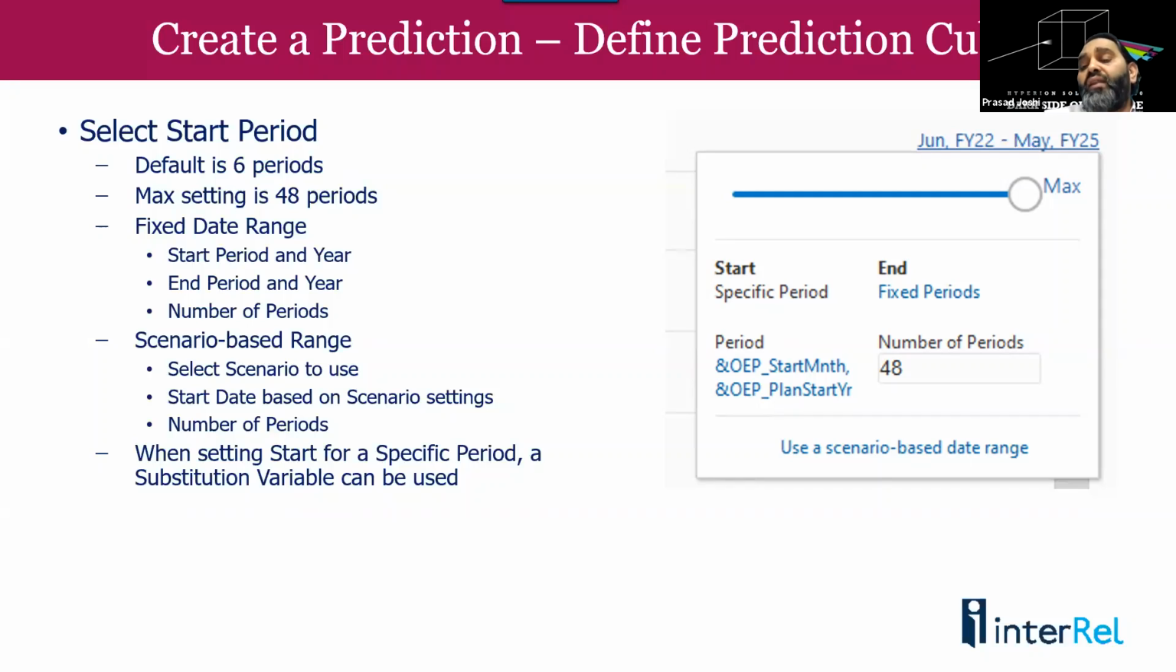The second option is the scenario based. Instead of using specific periods, you can use the scenario-based date range. When you do that, you need to specify what scenario you want to use. Once you define that, it will figure out the start and the end period for all those things. And then you could use that as the definition for the start period as well as the end period. So a couple of options in there.